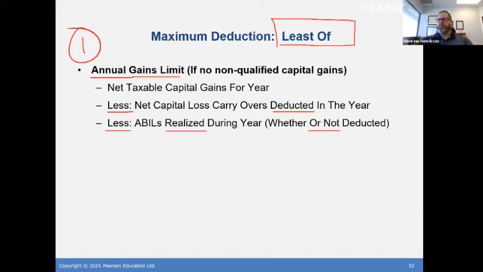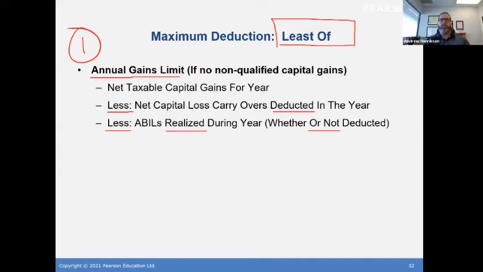And again, we're only doing this once a year. This is something that's just going to be on your tax return once a year. So you have to figure out what's my limit for the year of how much of this I can use. So you'll notice it's clearly going to be affected by what gains you have in the first place. But it's also going to be affected by ABL losses.